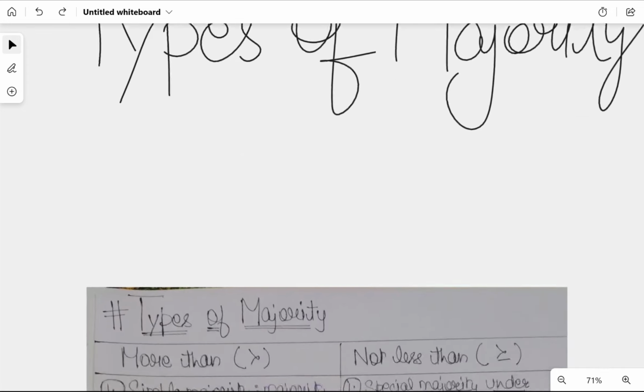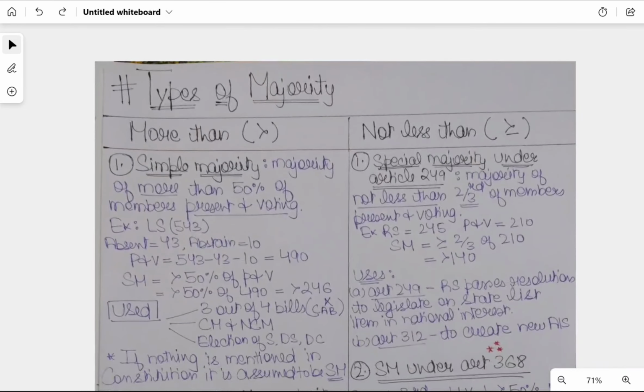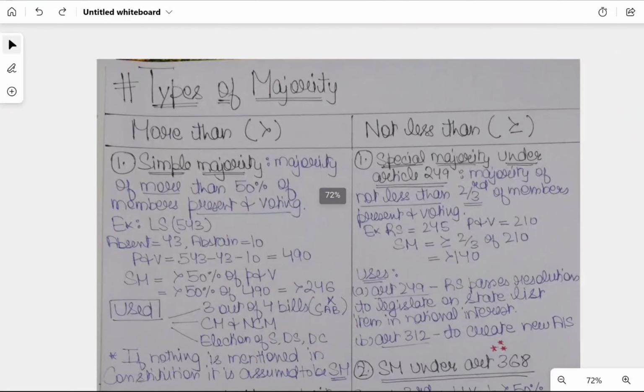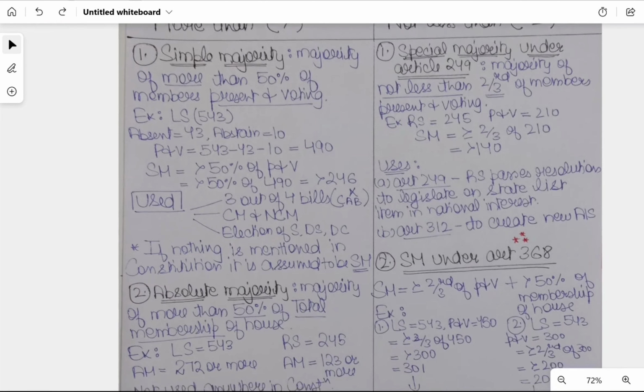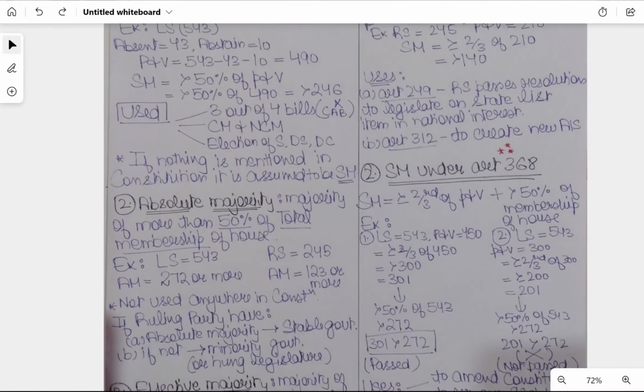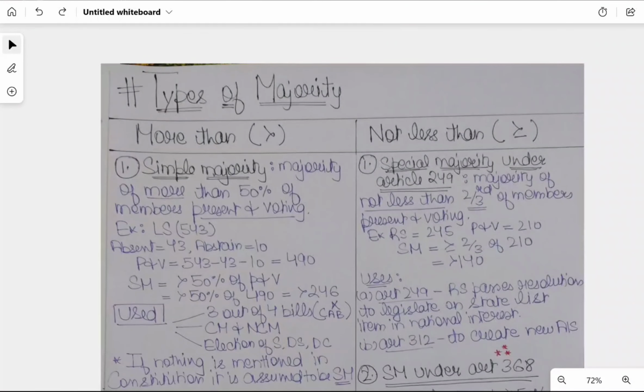I have made handwritten notes. Basically, the purpose of this video is to provide compact notes that can help at the time of prelims to revise the complex topics that we usually do. And I have covered all the types of majority in a single page, starting with the first one, simple majority.